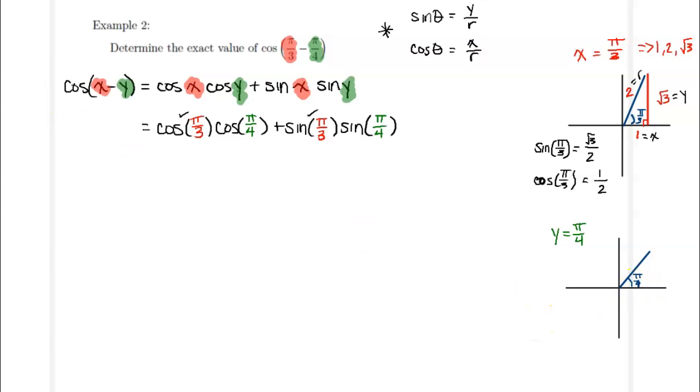Here's my step 1. Step 2, connect to make my special triangle and label up my sides. Well, since this is a pi over 4 triangle, or pi over 4 angle, that means this is going to be a 1, 1, root 2 triangle because pi over 4 is the same as 45 degrees.